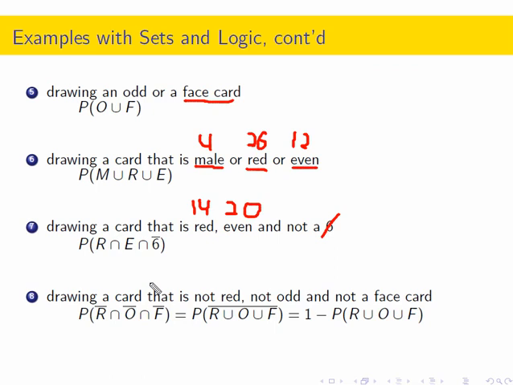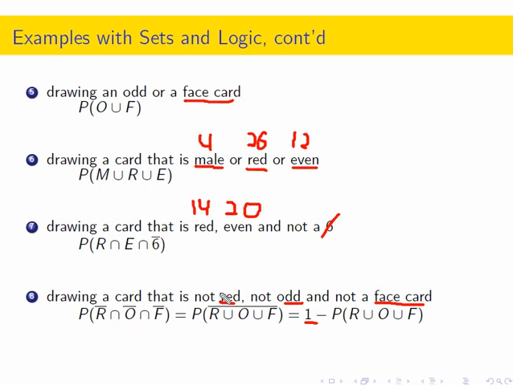And let's just talk about this probability. Drawing a card that is not red, not odd, and not a face card. Okay. It's not red, it's not odd, and it's not a face card. Well, one thing that we could do is we could count up how many red cards there are, how many odd cards there are, and the face cards, and subtract from 1, right? It's going to be a lot easier to work with the set complement, which is why it's important to understand the De Morgan's laws so that we can calculate the right thing here.